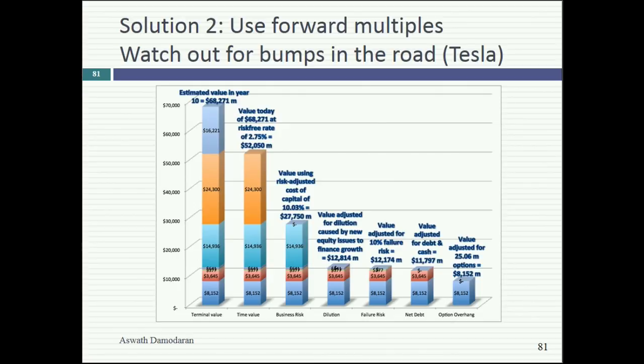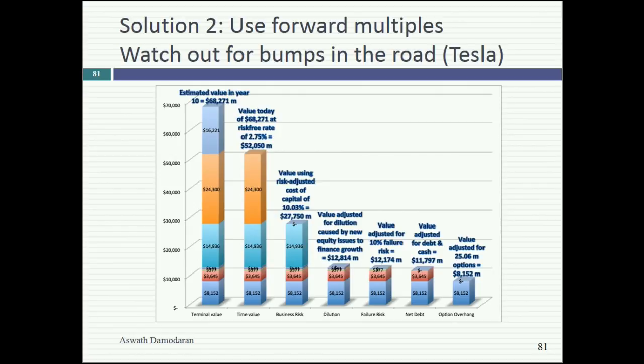Then I allowed for the fact that they have negative cash flows in the first 5 years. To get to nirvana, that big terminal value at the end, I've got to have those big negative cash flows. You take the negative cash flow effect, the 27.8 billion becomes 12.8 billion. So I've gone from 68.3 billion to 12.8 billion.